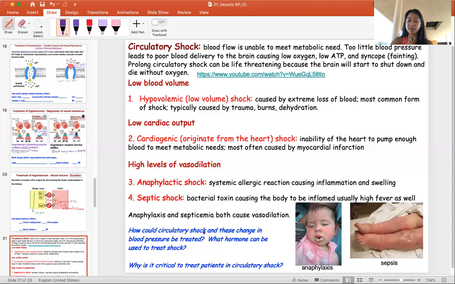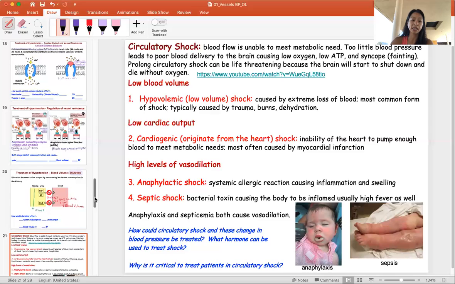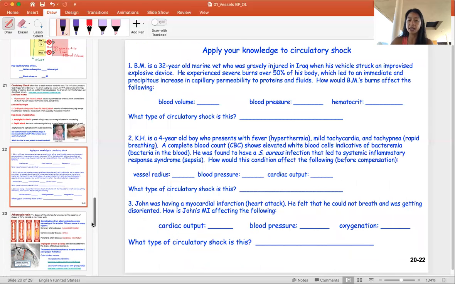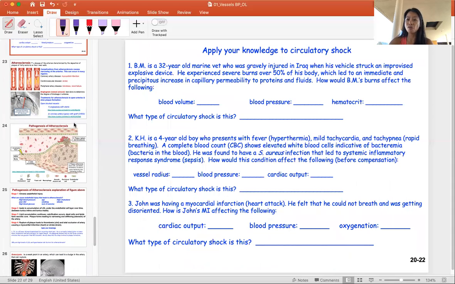I want you to really think about how you would treat this. How would you treat low blood volume? Can you give them fluid? How would you change low cardiac output? Can you shock the heart back, make the heart pump as soon as possible? And if there's too much vasodilation, how about all those hormones that cause vasoconstriction? Can you treat those patients with those medications? Those are things to think about, and there are questions that relate to that on the practice quiz. We'll also move on to a few more pathologies.